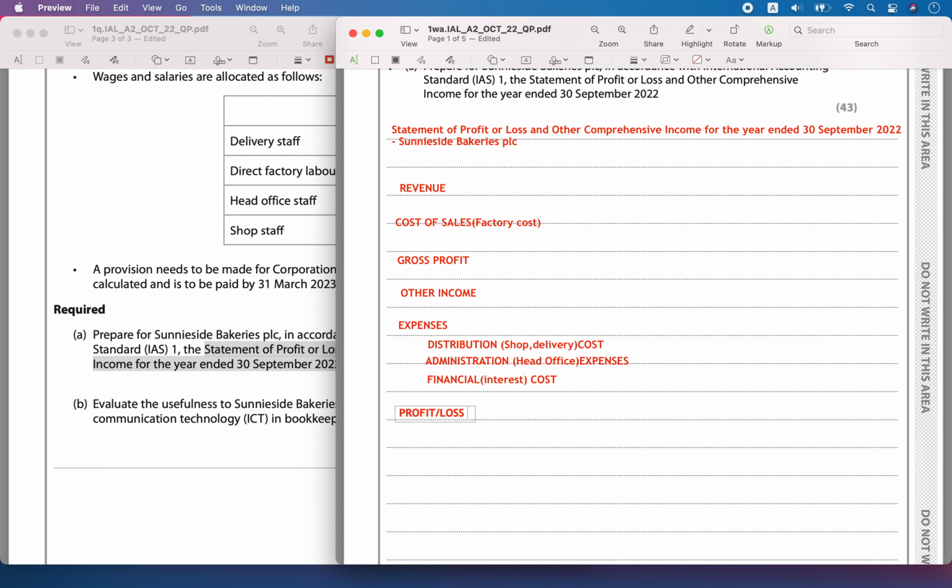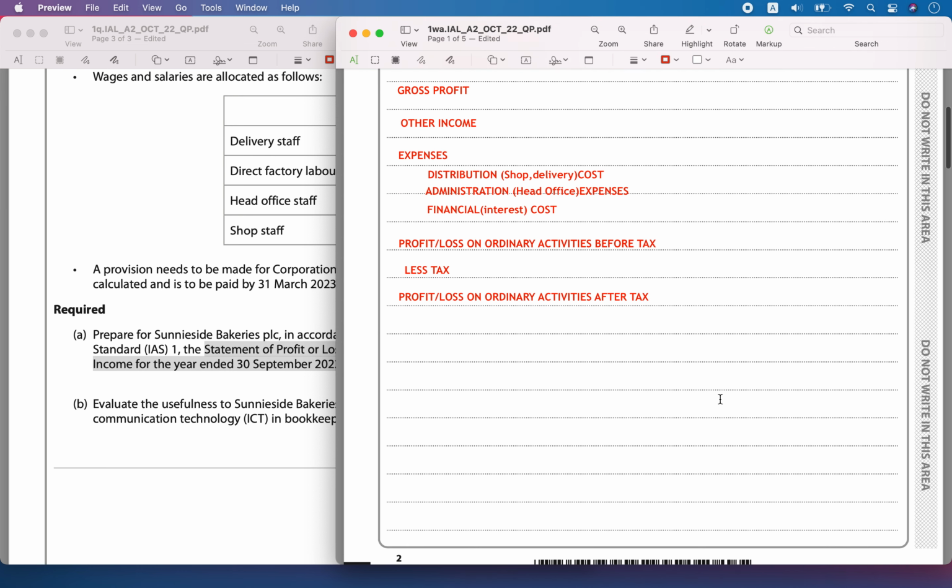Then you will calculate profit and loss on ordinary activities before any tax was paid. Whatever you are calculating here is before the tax was paid. Then if you have to pay tax, you will subtract that amount, less tax paid. Finally you will get the profit on ordinary activities after tax. So this is how you will have to write everything.